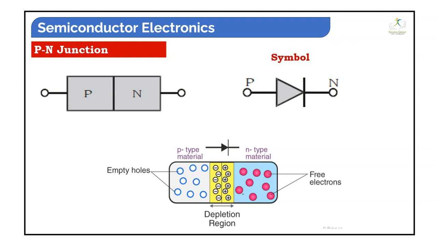In symbol, we are representing this one as this. As you can see, students, this looks like P, isn't it? And this will look like a negative symbol. So this is represented as P and its line is represented as N. So it's the symbolic representation for a PN junction diode.